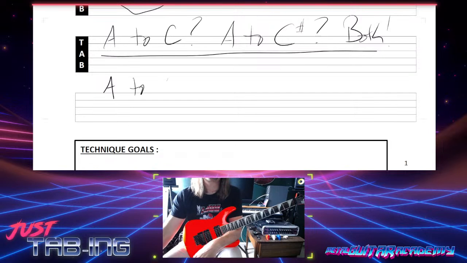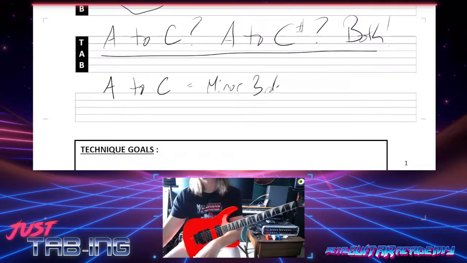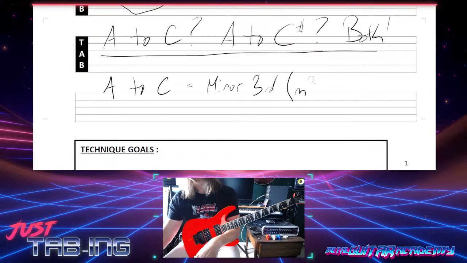Okay, A to C is a bit closer than A to C sharp, isn't it? We call this a minor third. Minor being a little bit closer. I generally like to write that as little m3.